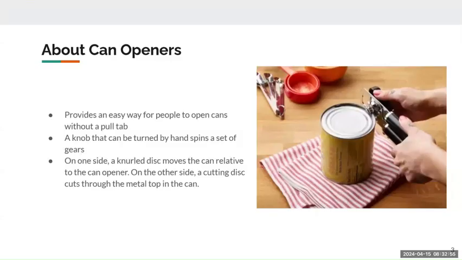So can openers provide an easy way for people to open cans without a pull tab. They have a knob that can be turned by hand that spins a set of gears, and on one side, a knurled disc moves relative to the can opener, and on the other side, the cutting disc cuts through the metal top of the can.